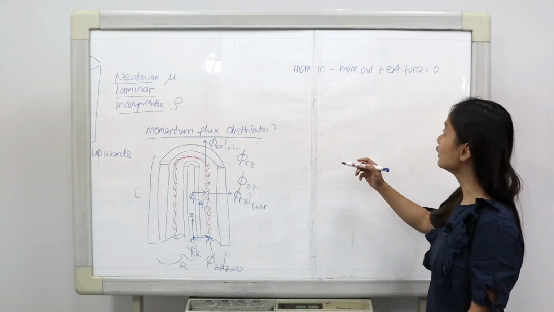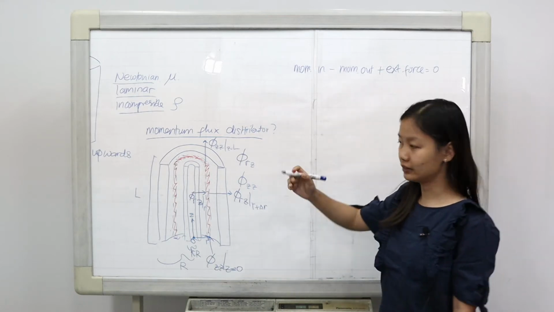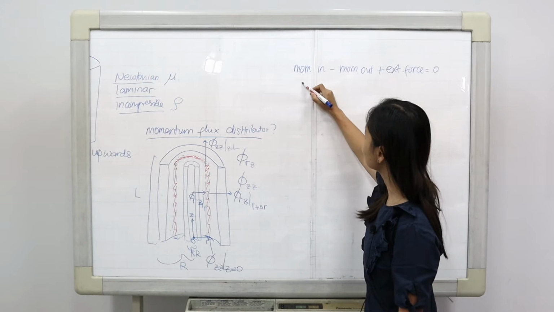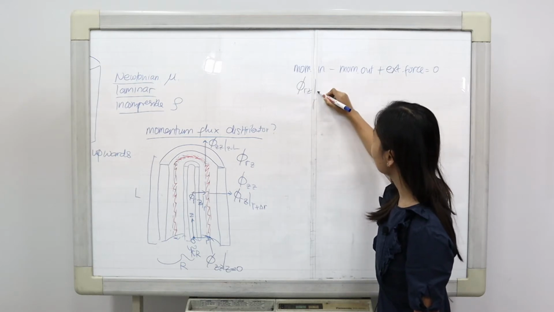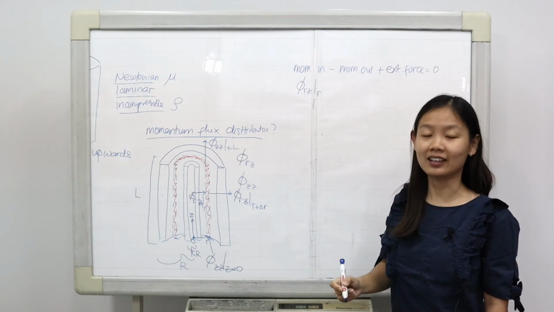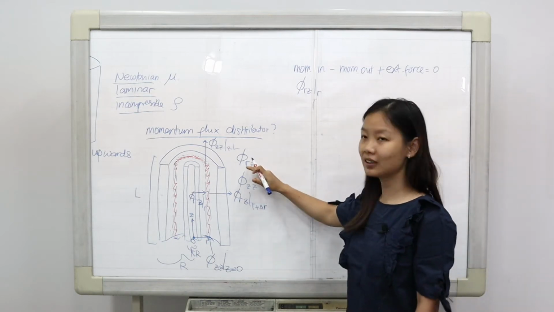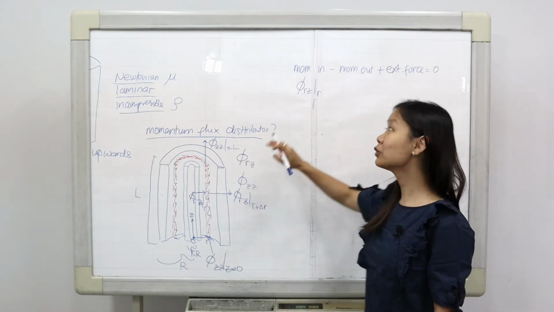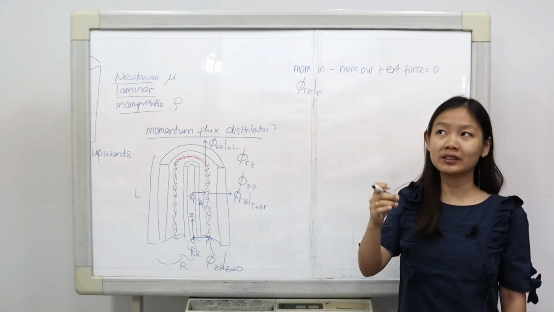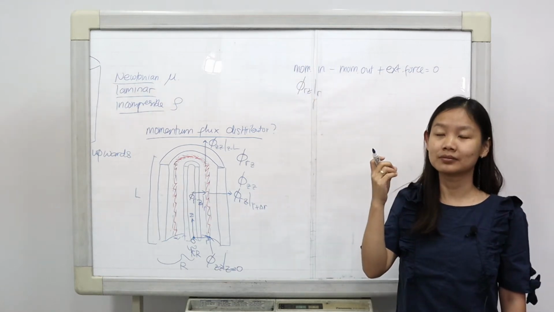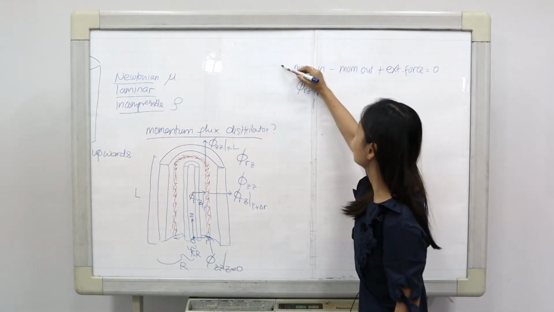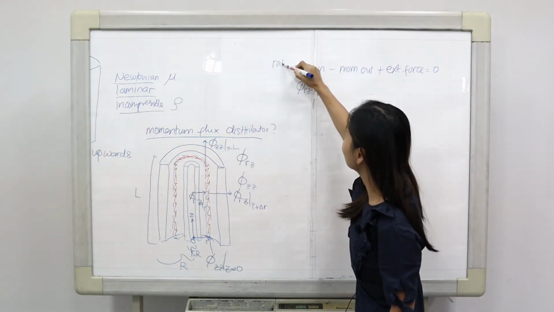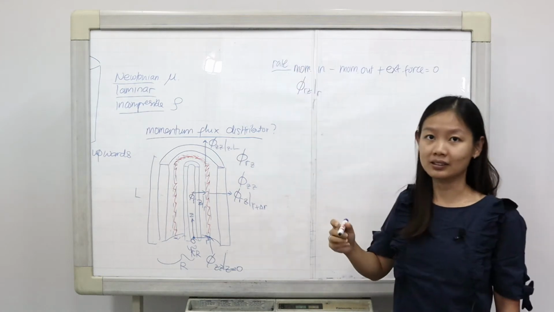Okay, now what is the momentum in? For the momentum in, we have phi rz at r, and please don't forget that this is the flux momentum. What we want to have here is the rate of momentum. So what we want to have here is the rate, not the flux.